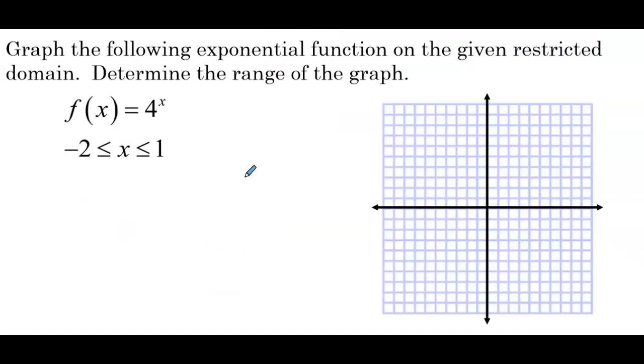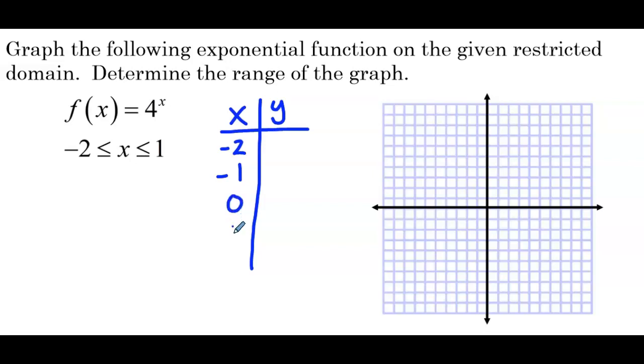Graph the following exponential function on the given restricted domain. Determine the range of the graph. Okay, so this isn't something that we've seen too often, but they're giving us a specific domain to graph on. So they're saying specifically, use only x values between -2 and 1, including -2 and 1. Nothing else. Okay, so we'll set up our table of values. But now we're just going -2, -1, 0, 1.